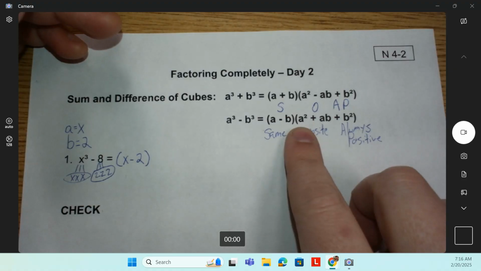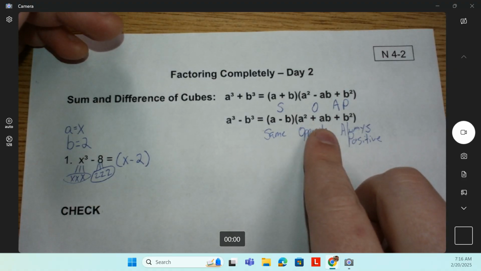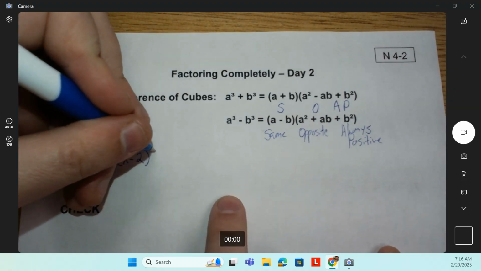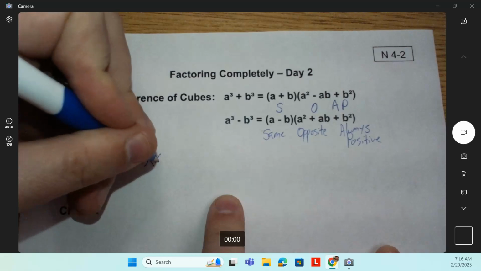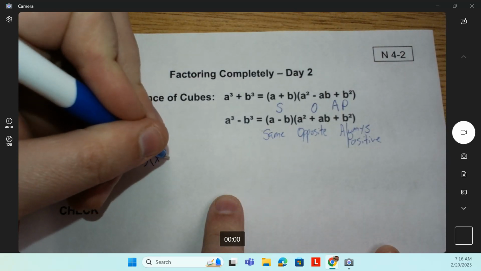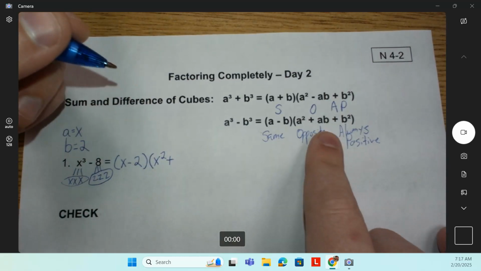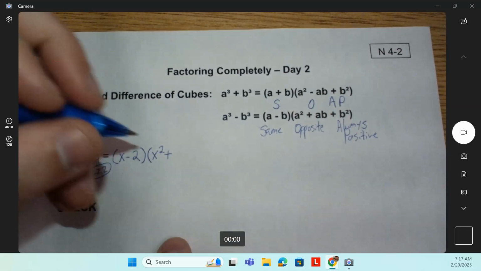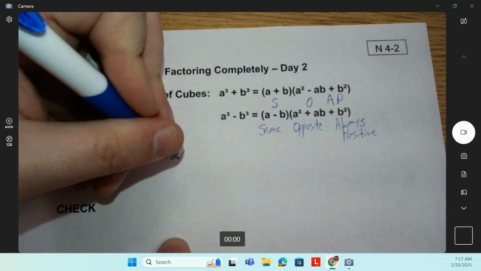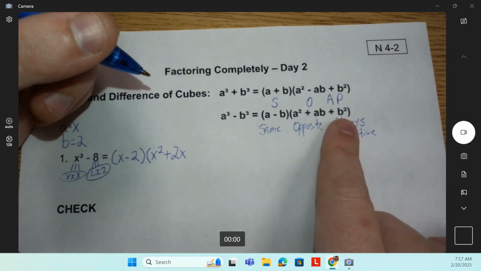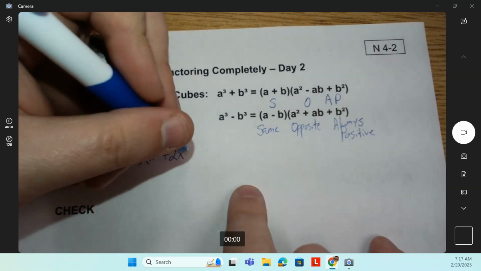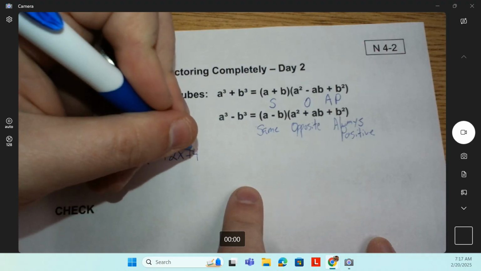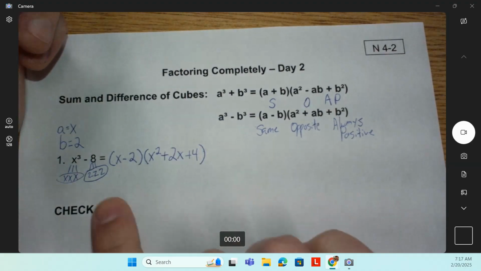Then a squared plus ab. So a squared means I'll have to do x squared, plus ab, which would be x times 2, so 2x, plus b squared. So plus 2 squared, which would be 4. And that is our answer.